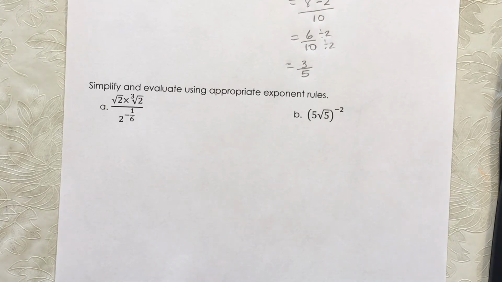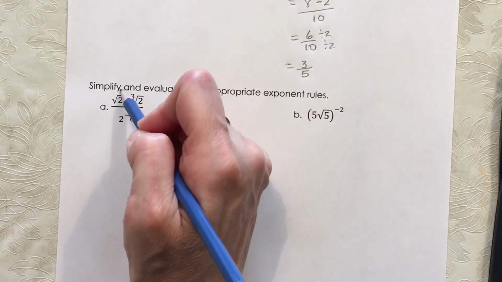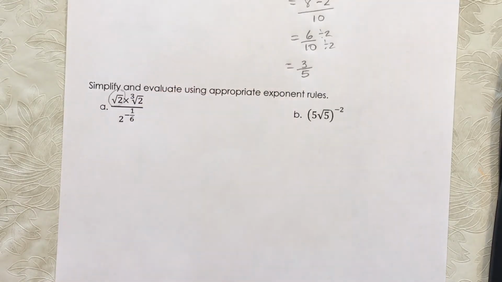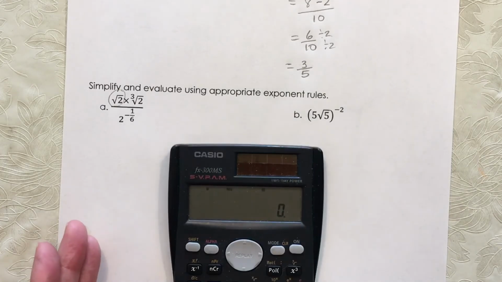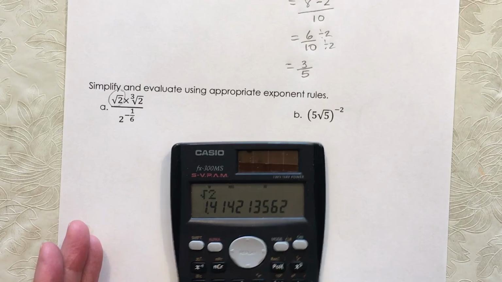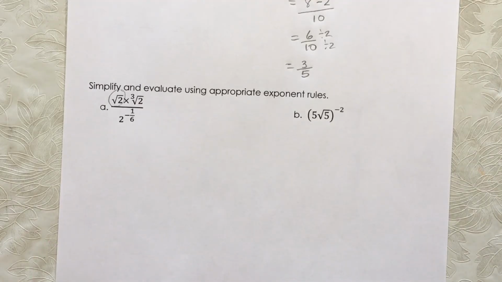So the first thing I want you to think about is all of a sudden they're giving me something that's not easy for me to figure out. I don't know the number that multiplies by itself to give me 2, square root of 2. And if I go to my calculator, I can kind of prove that to myself. The square root of 2 is 1.4142135562. It's an irrational decimal.